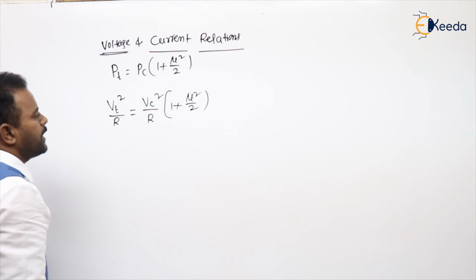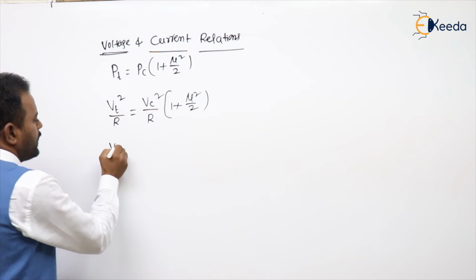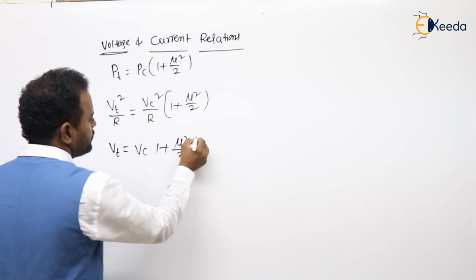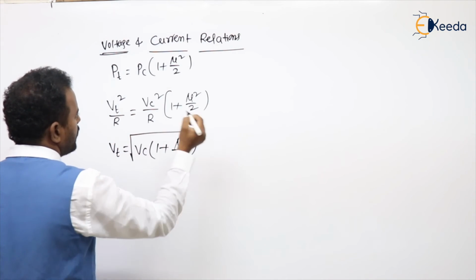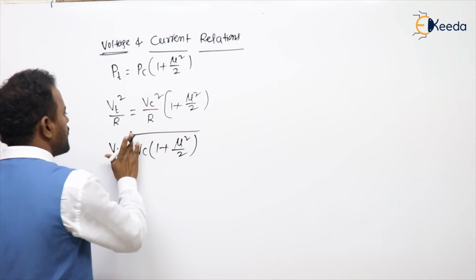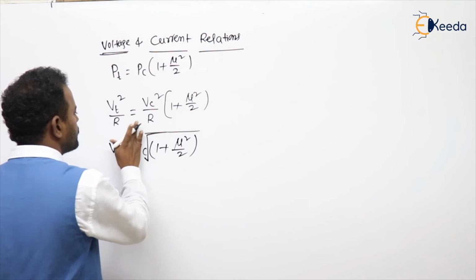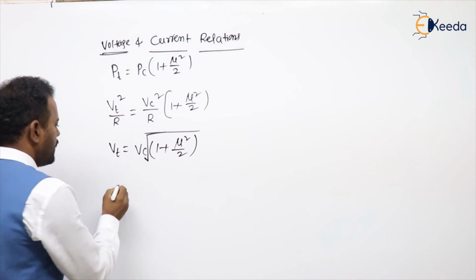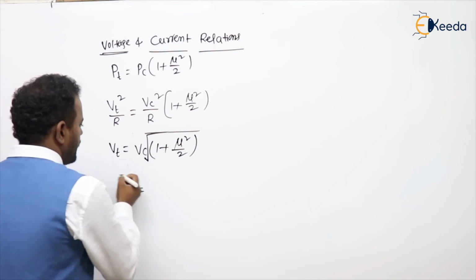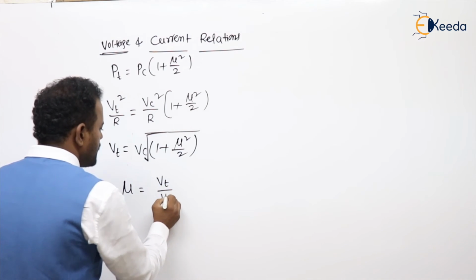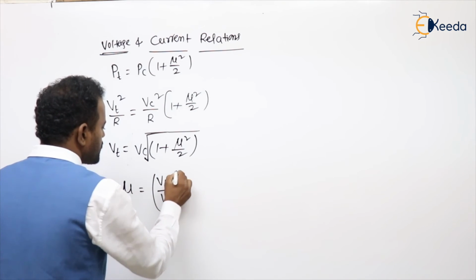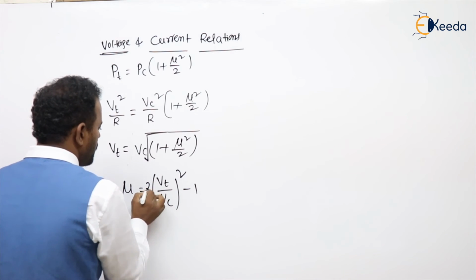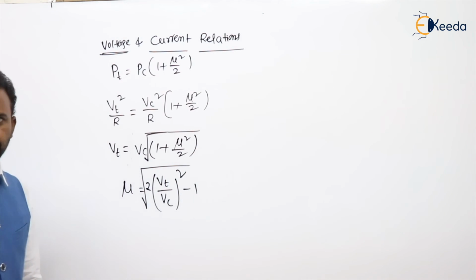Where Vt is the total voltage and Vc is the carrier voltage. Then finally, what is Vt equal to? Vc into the root of 1 plus mu square by 2. Sorry, Vc is already outside the root. Here Vt is the total voltage, Vc is the carrier voltage. From here, how to calculate the modulation index? Definitely it will be Vt by Vc. To avoid the root, square it, plus 1 comes to this side, minus 1, all multiplied by 2, but we want mu, so take the square root.